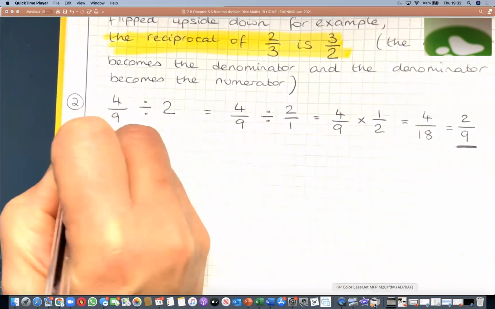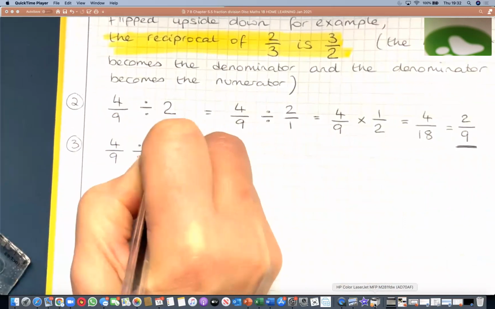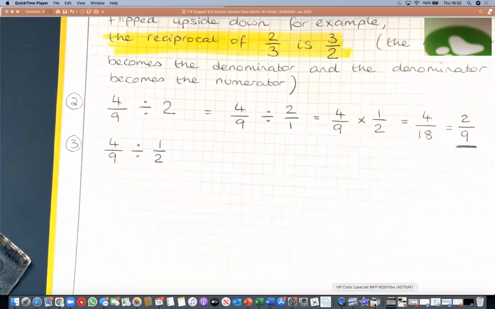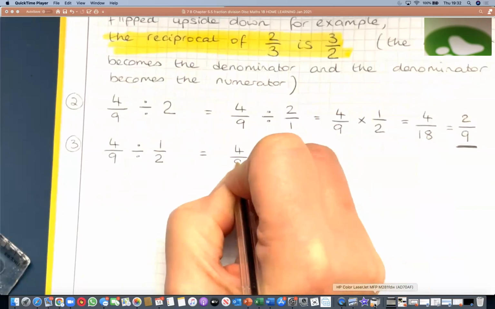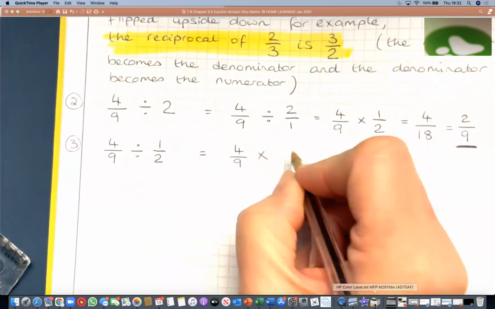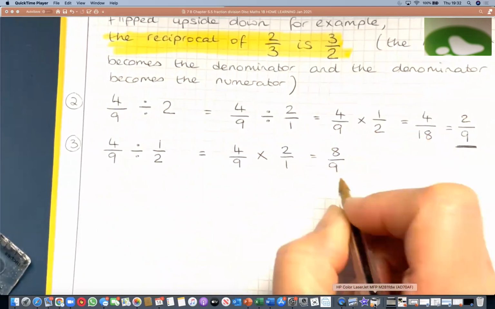Let's say that I now have 4/9, but I'm dividing by 1/2. I wonder what I do now. I'm dividing by 1/2. It was easy when I was dividing by 2 because I knew that was the same as halving it. Let's think again about this reciprocal, and as I say, we're going to get that definition down in a moment. I can write 4/9 as the same as multiplying by 2/1. That gives me 8/9. I can't simplify it.